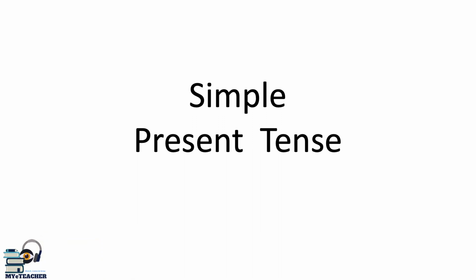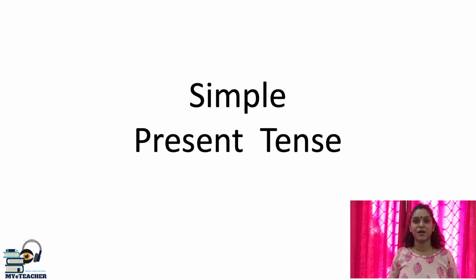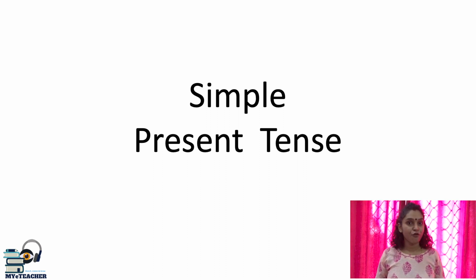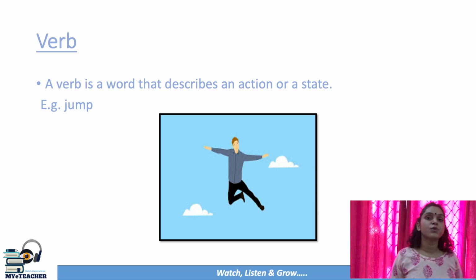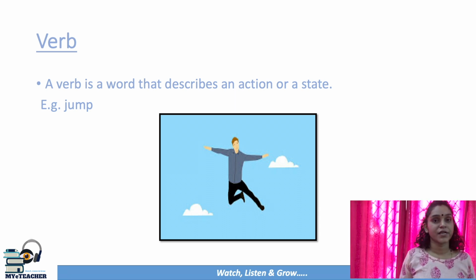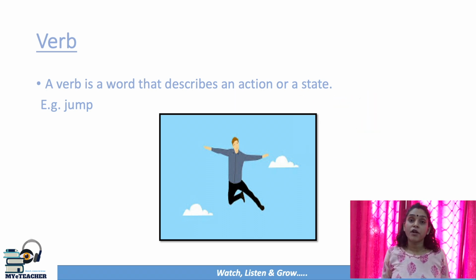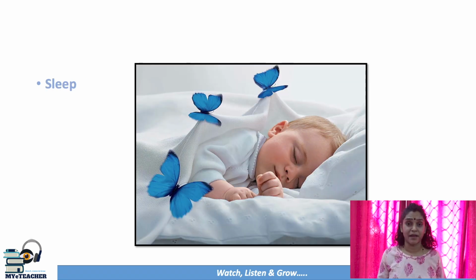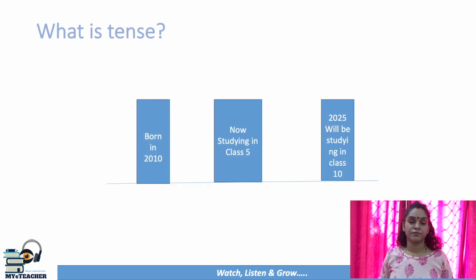Today we are going to learn about a topic of grammar, and that is simple present tense. But before we move on, let us talk about what verbs are. Verbs are action words, for example, waving or jumping, or they denote the state of a person or a thing, like sleeping. So, a verb tells us an action.